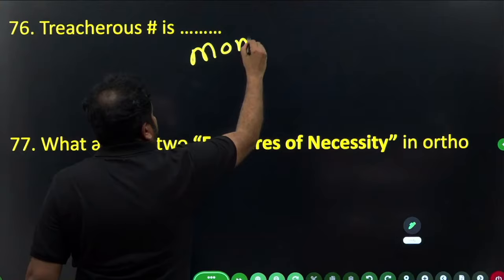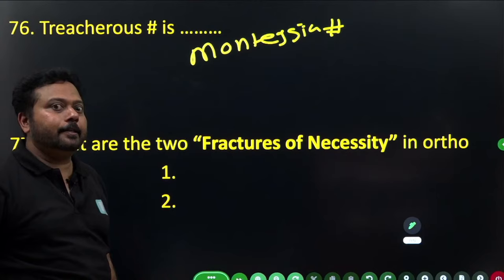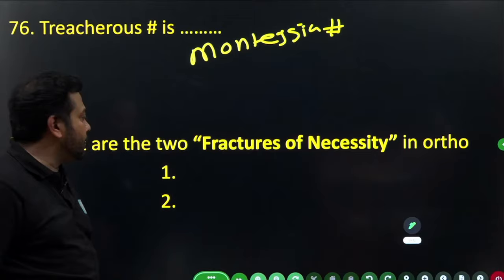Okay, what is Monteggia's fracture? Fracture of the upper third of the ulna with radial head subluxation. That is called the treacherous fracture, that is called a Monteggia fracture. What are the two fractures of necessity in ortho?